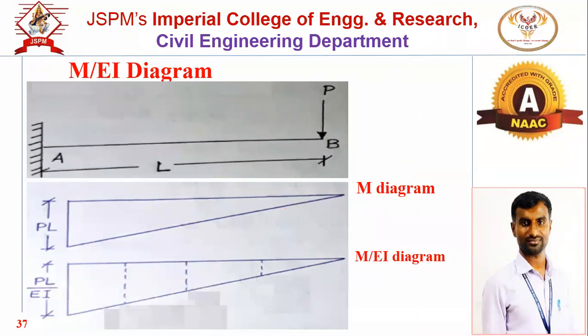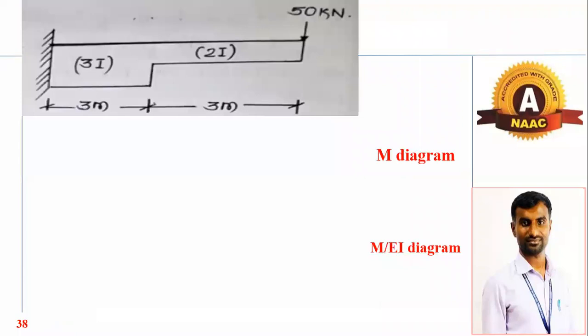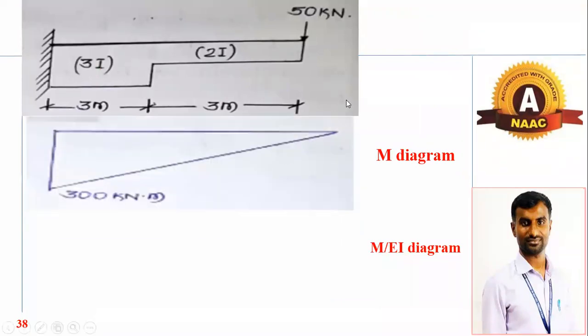Now, if I consider again a cantilever beam subjected to a point load at the free end. Here, for the first 3 meters the cross section is 3I, and for the second 3 meters the cross section is twice of I. Now BMD will be a triangle. And bending moment at this fixed support will be what? This is 50 into 6, isn't it? So that will be 300 kilonewton meter.